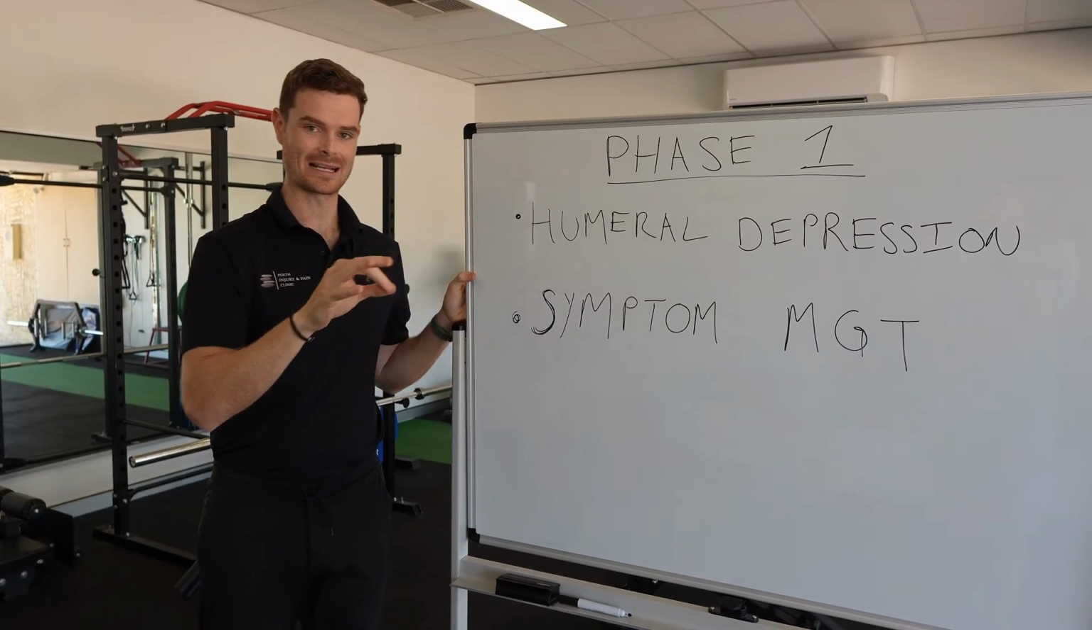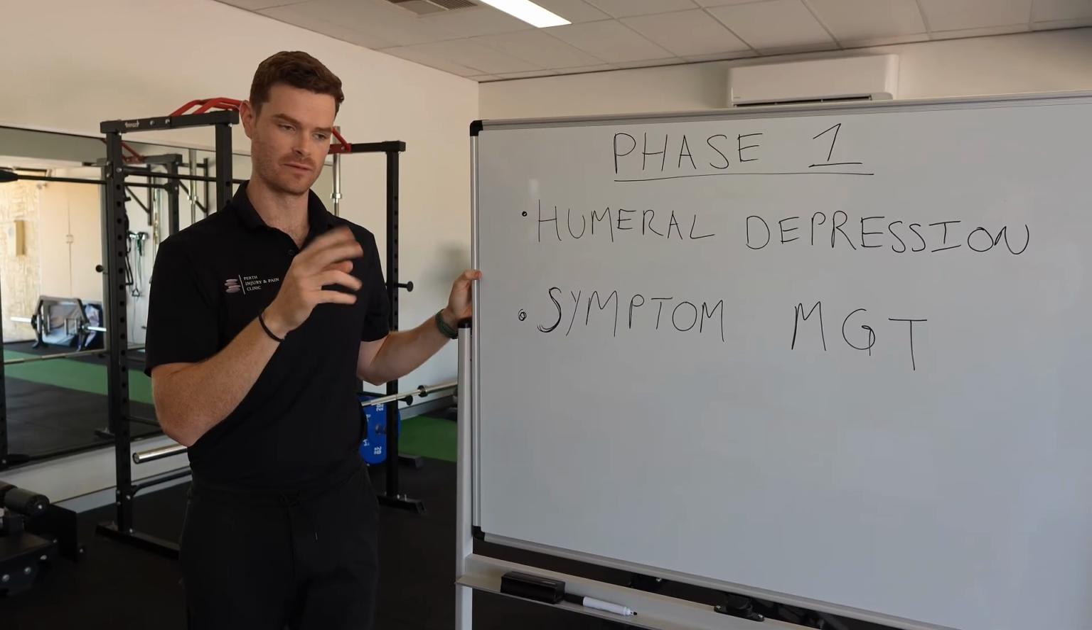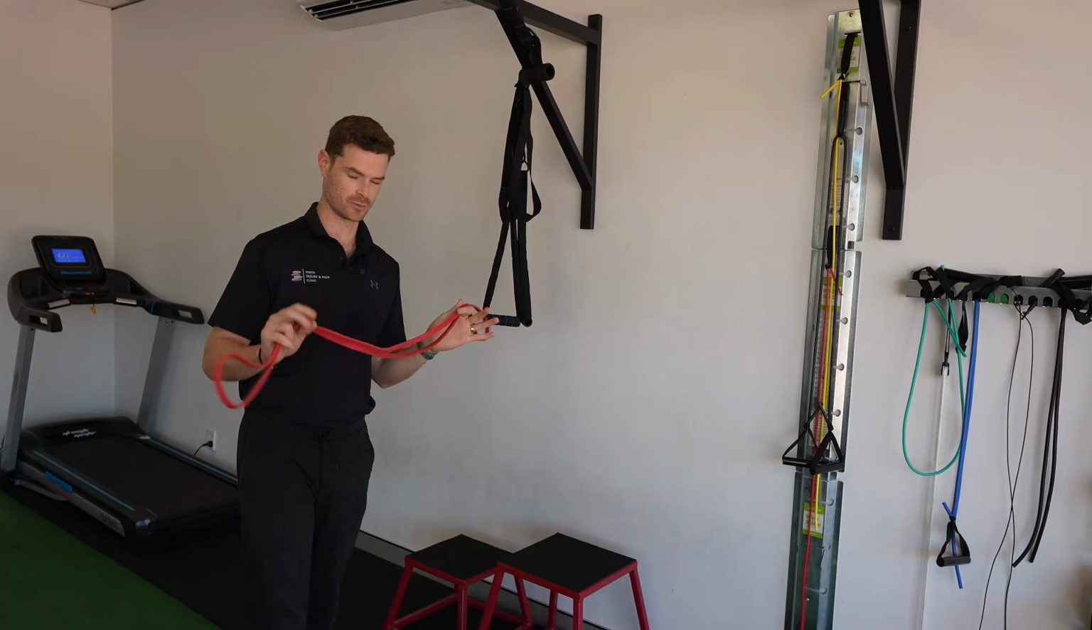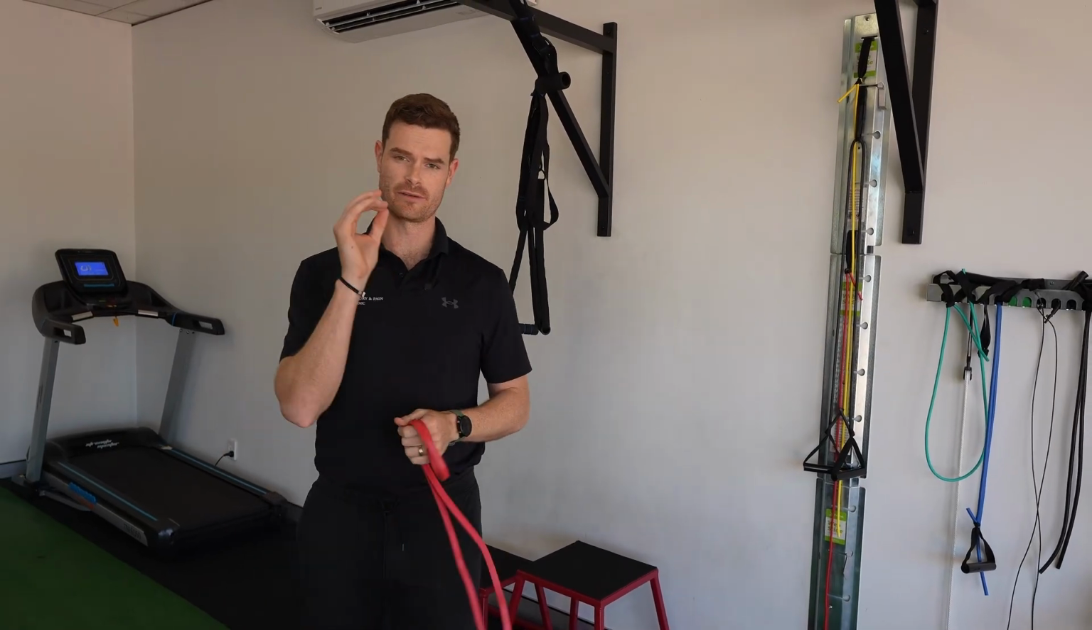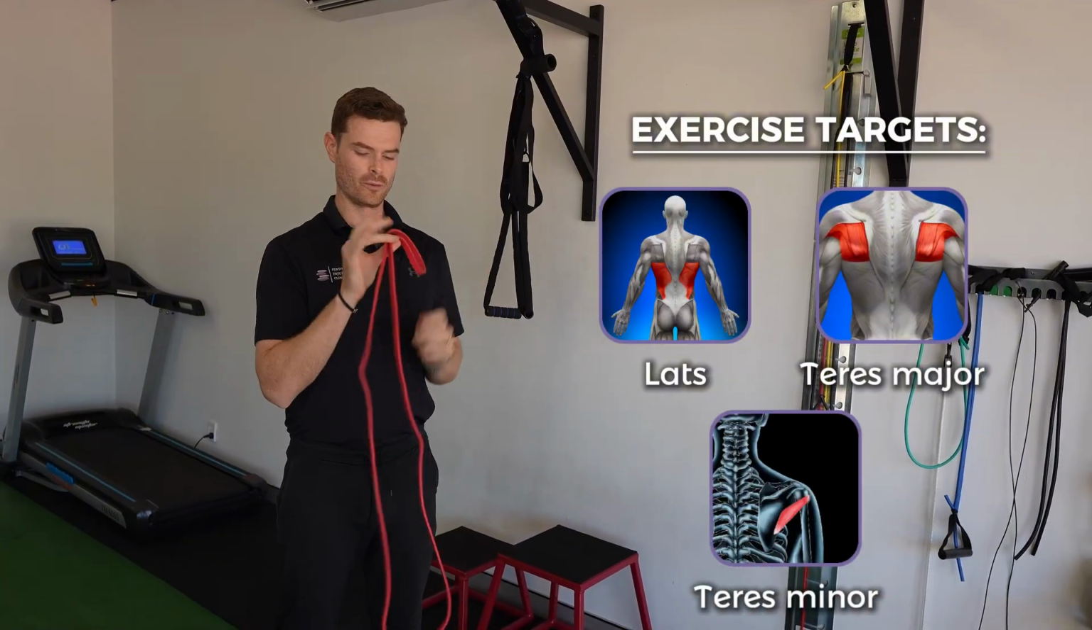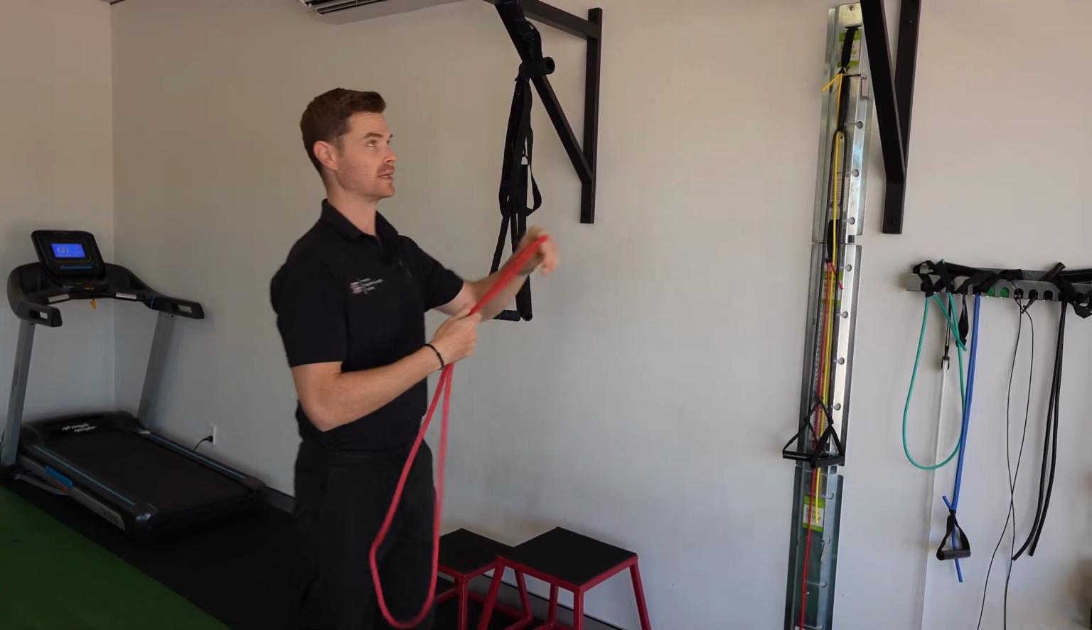We're going to show you exactly those exercises that we recommend. Two of them are super easy to achieve, and they're going to help to create some more space and take the pressure off that bursa. For the humeral depressor exercises, we're going to do two very simple and very effective ones that are going to be targeting our lats, teres major, and a little bit of teres minor as well. What we're going to need is a band and then somewhere to attach the band.